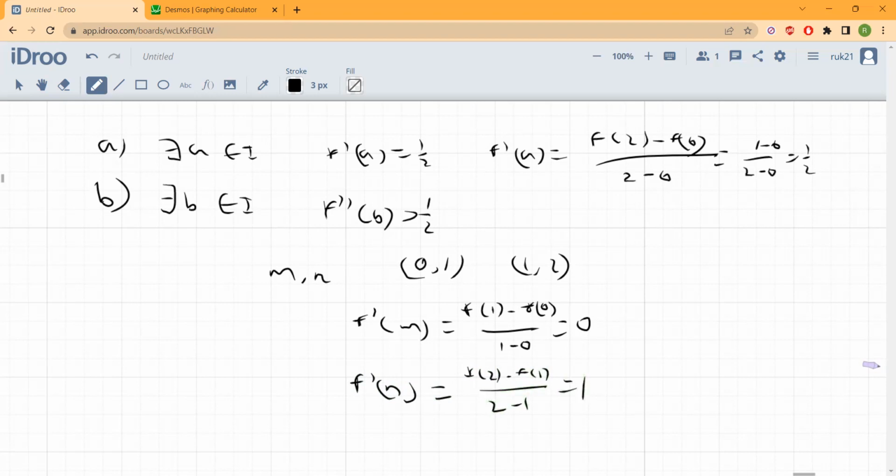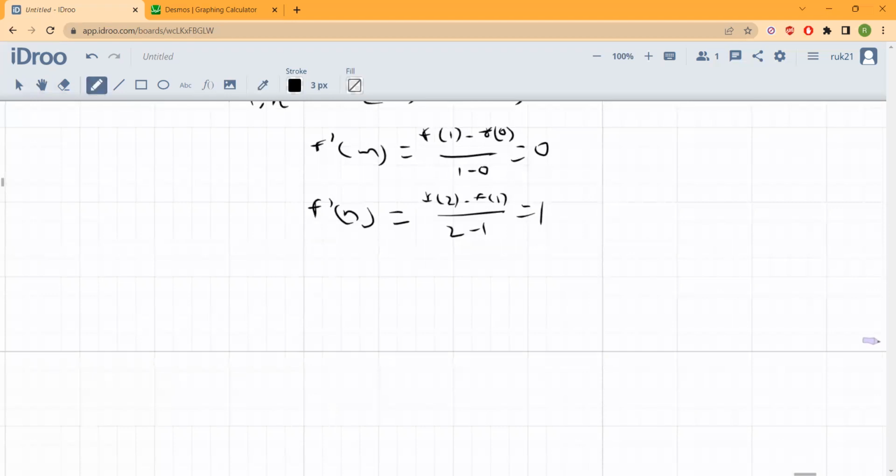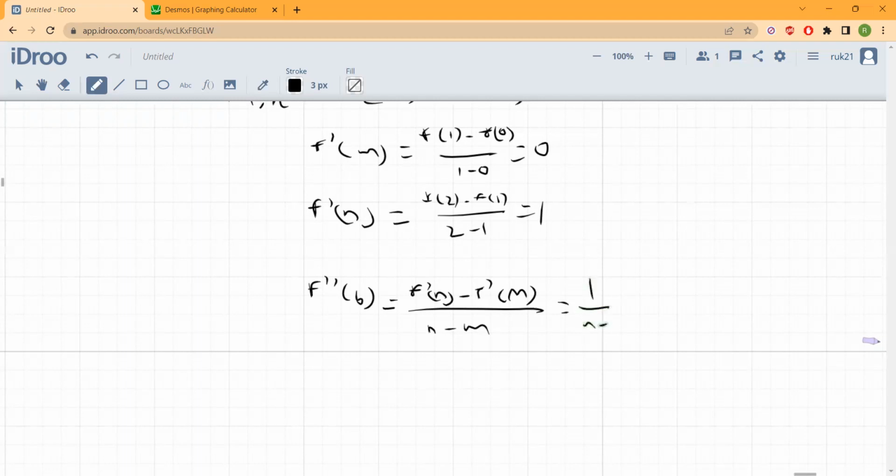Now we can again apply the mean value theorem and say that in between those two ranges, f prime prime at some point, the second derivative, because we know that the first derivative's two points are in between 0 and 2, is going to be f prime at N, the later point, minus f prime at M, over N minus M. f prime at N is 1 and f prime at M is 0. So we get 1 over N minus M.